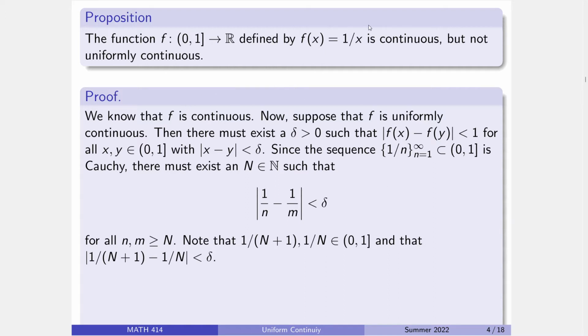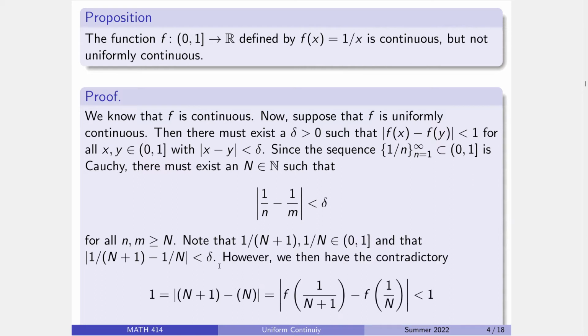Okay. We know it's continuous, because 1 over x has no issues with limits. Alright, if it was uniformly continuous, then, since 1 is a positive number, I could find a delta so that I can get the outputs within 1 for all x and y that are within delta of each other. The sequence we know is Cauchy, so we know we can get these things less than delta at some point. Note that 1 over n plus 1 and 1 over n live in our domain. They are within delta of each other.